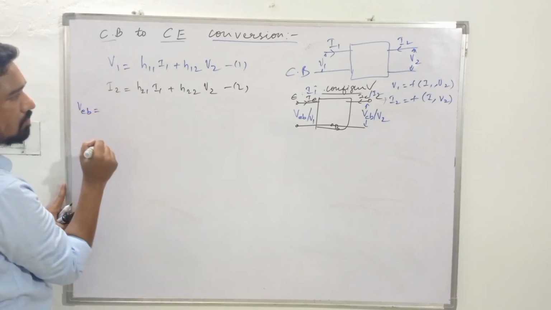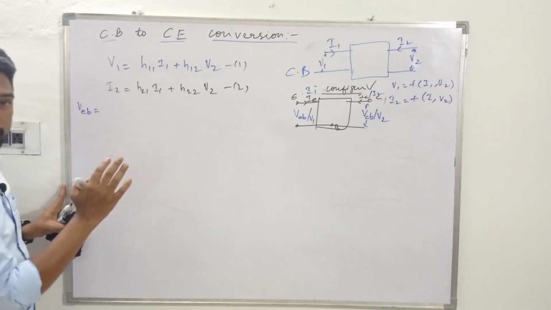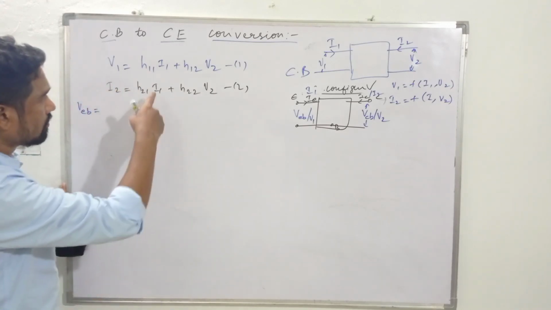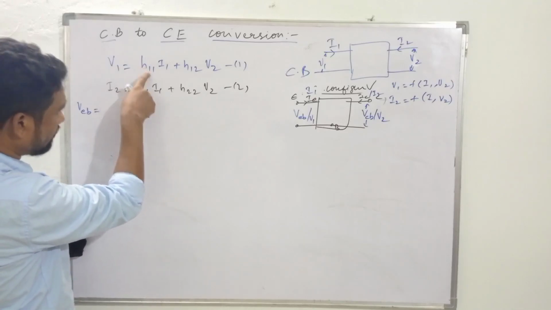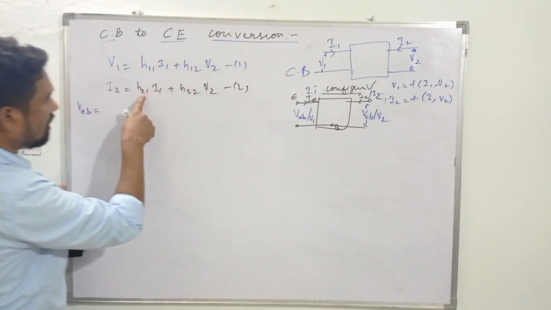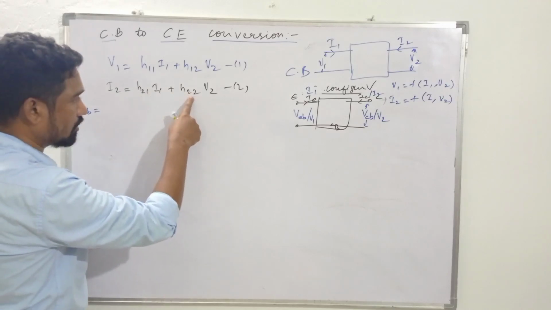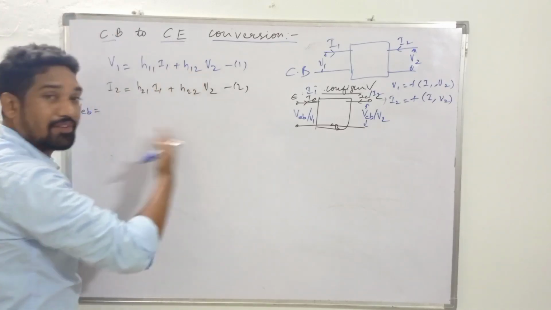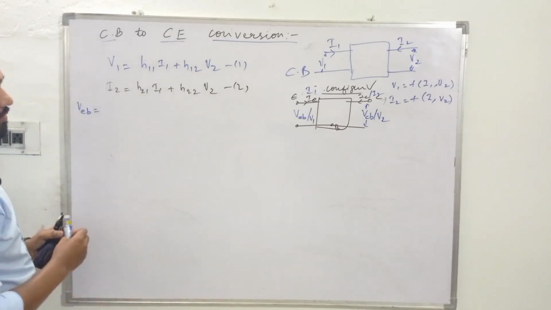VEB will be equal to H11. So please have a little groundwork before you come over here. How this is HI, how this is HR, how this is HF, and how this is HO, right? I cannot explain all that now in detail. Why? Because this derivation itself is a bigger one. So try to understand that one.